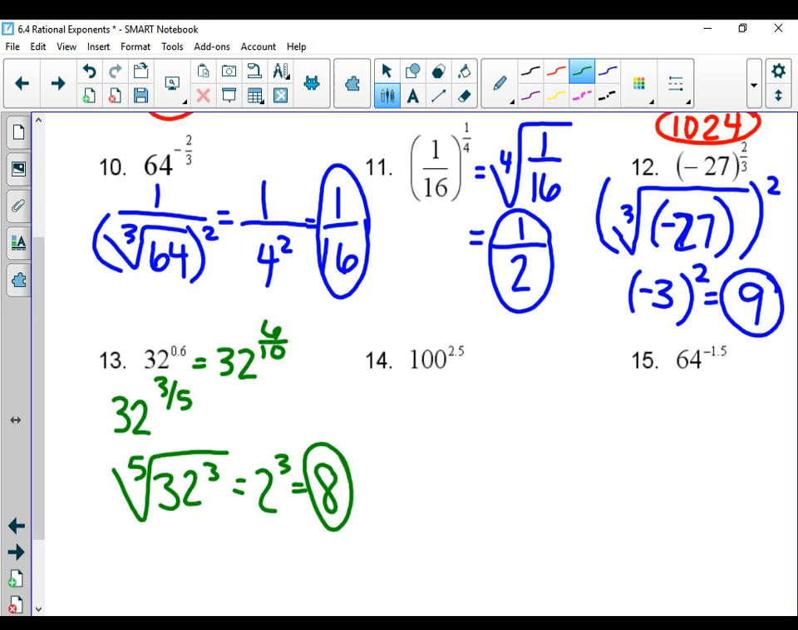All right. 2.5, we can rewrite that as 5/2. So then that's the square root of 100 raised to the 5th power, which means 10 raised to the 5th power. How many zeros we got? 5.